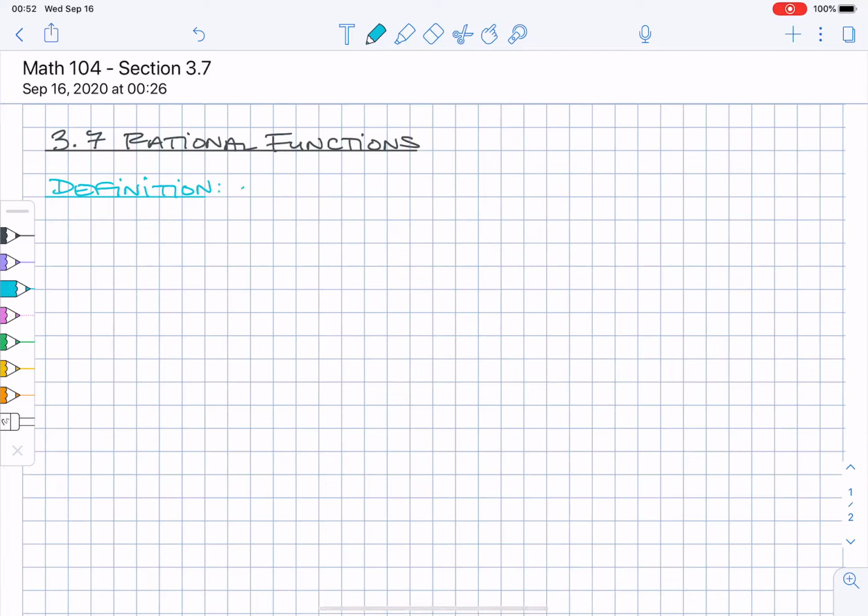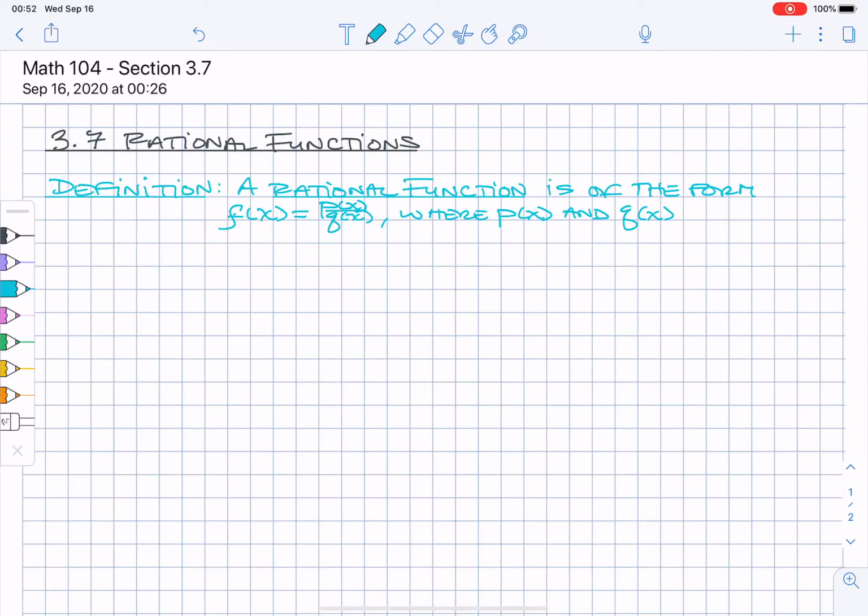Okay, so a rational function, that's what we're defining. A rational function is of the form f of x is equal to p of x divided by q of x, where p of x and q of x are polynomials.